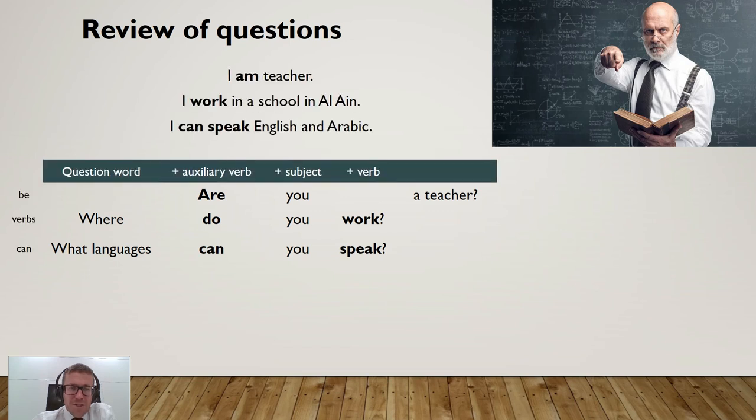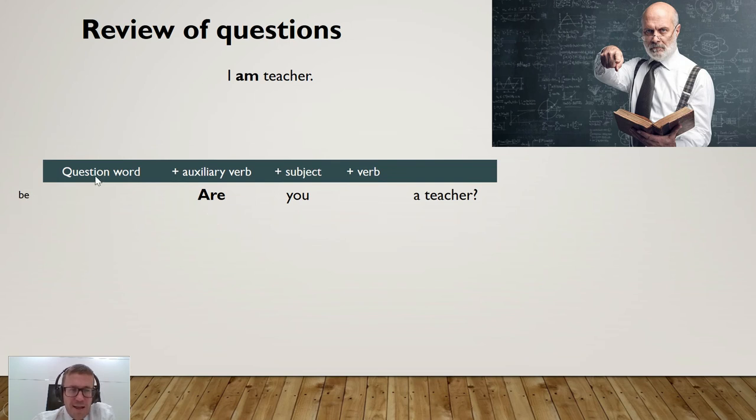Well, for be questions, it's question word. Sorry, there is no question word. There can be. Auxiliary verb, which is are here, then you. There's no other verb because the verb is be, a teacher. Are you a teacher? We always put the auxiliary at the start, and when it's be, am, is, are, we put it at the start. Are you a teacher? The answer, I am a teacher, so it reverses back.